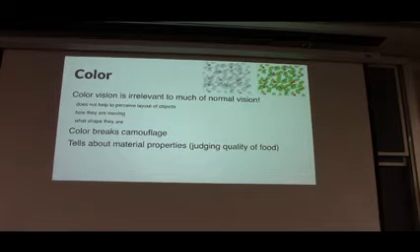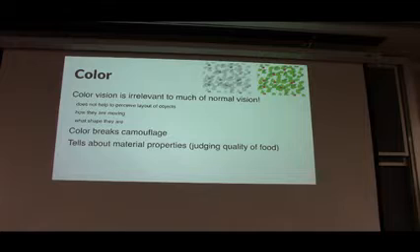Color vision is in fact irrelevant to much of normal vision. You could be a perfectly functioning human being without color vision, especially in nature, because most of the things we really rely on are all about contrast and seeing shapes and so on. It doesn't help us to perceive the layout of objects, how things are moving, or what shape they are. What color does, and this is the hypothesis of why color developed evolutionarily, is that color breaks camouflage.